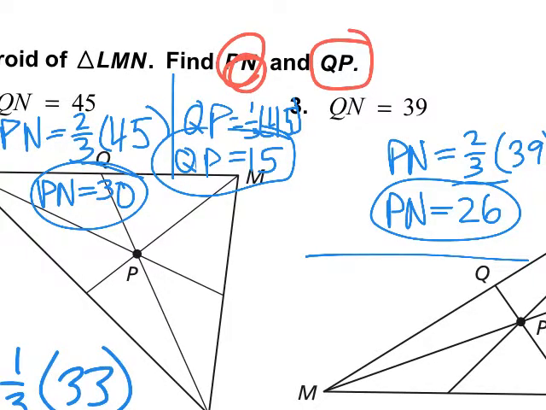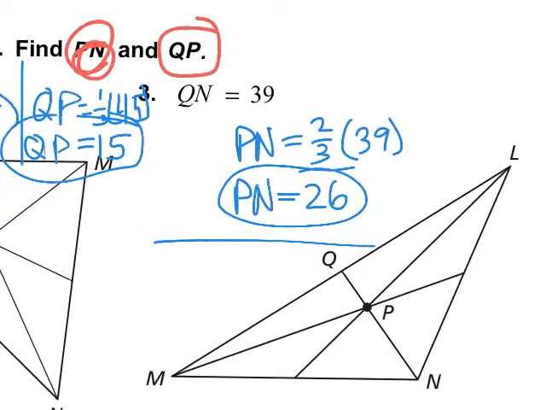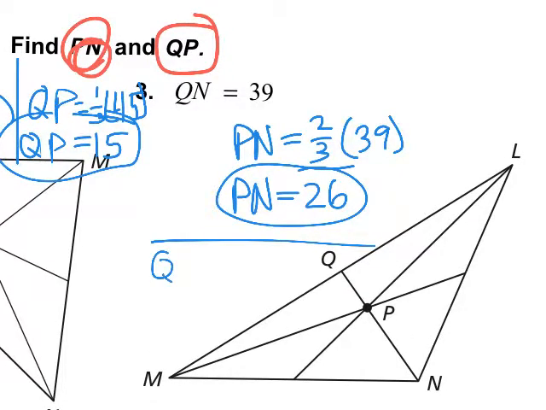All right. Now let me finish 3. Sorry about that. So QP, get the right letters this time. QP is the short side. So it should be 1/3 of the whole, which is 39. So QP is going to be 13.